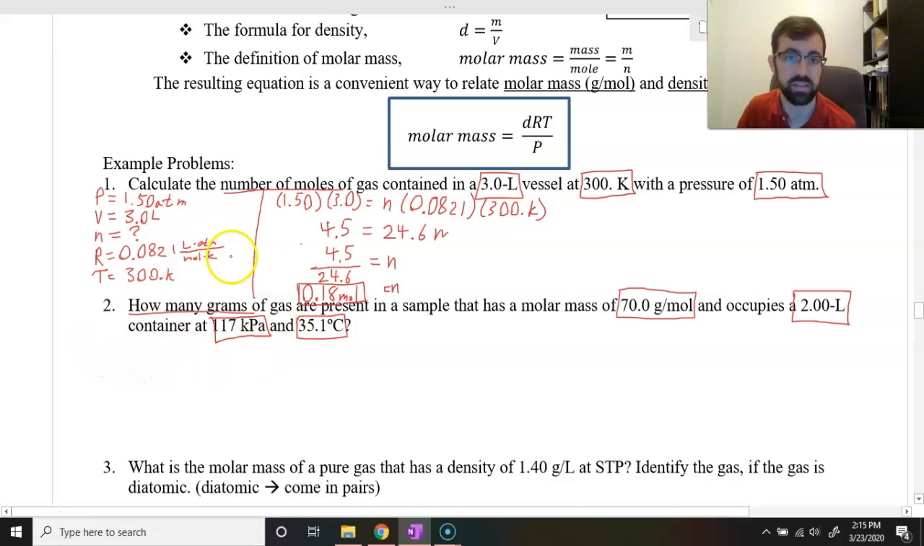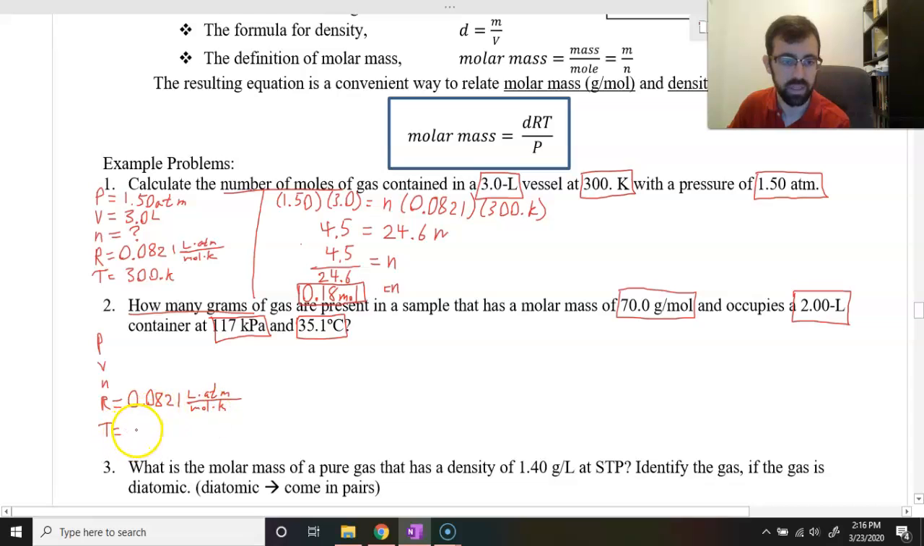It doesn't ask about density, so this is not a question involving the other equation. It's just got an extra step to it. So I have P, V, n, R, and T. Again, we always know that R is going to be 0.0821 liter atmospheres per mole Kelvin.